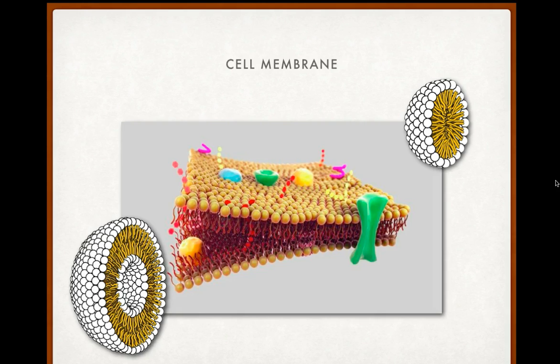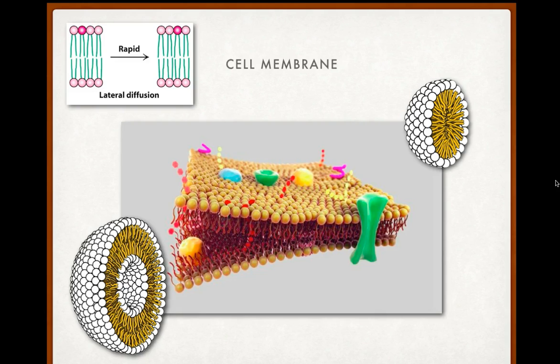This need for the hydrophobic tails to be away from the water is what causes the membrane to self-seal, and it's what makes it such a strong barrier. The lipids can't just pop out and move around once they're sealed. Instead, they use lateral diffusion to move around.